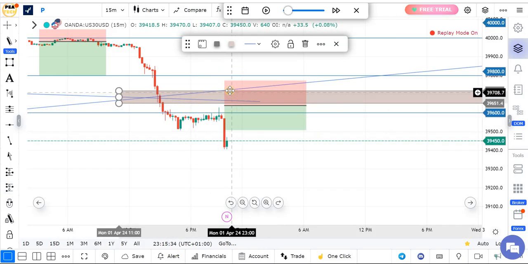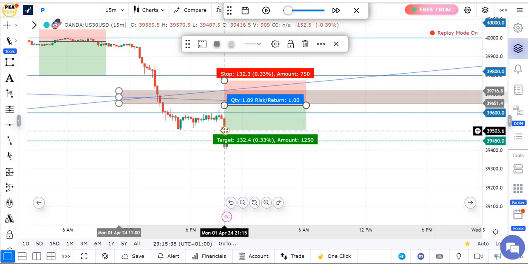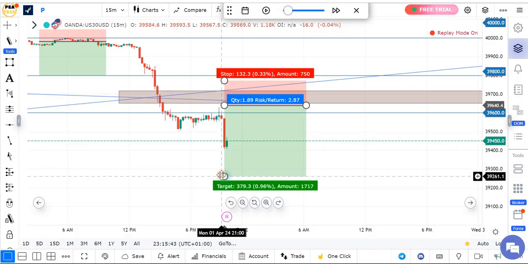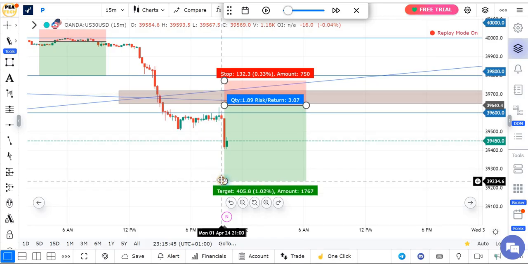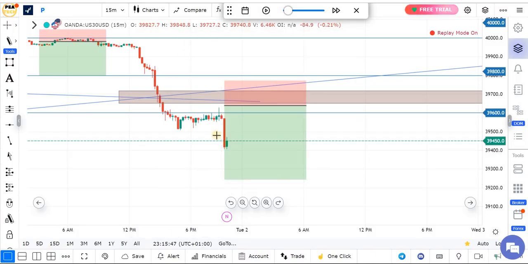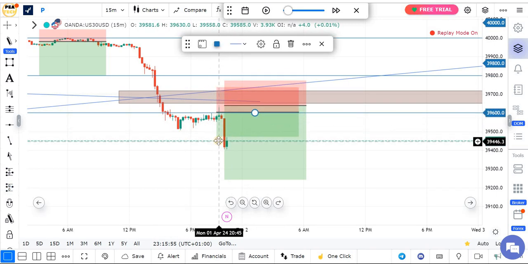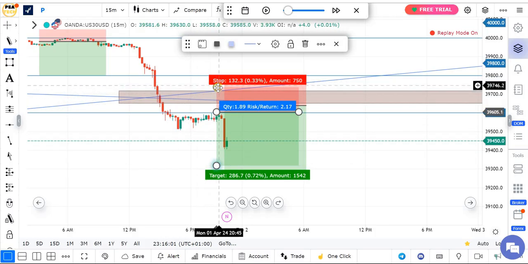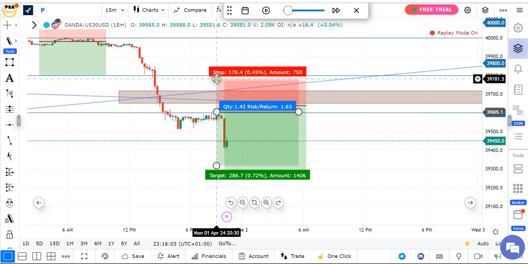So if you had set it around here, perhaps you could miss this entry. If you are monitoring it, then maybe you can cash it the moment you see this rejection, right? So this one would have been a direct entry. Target 1 to 2. Stop loss.